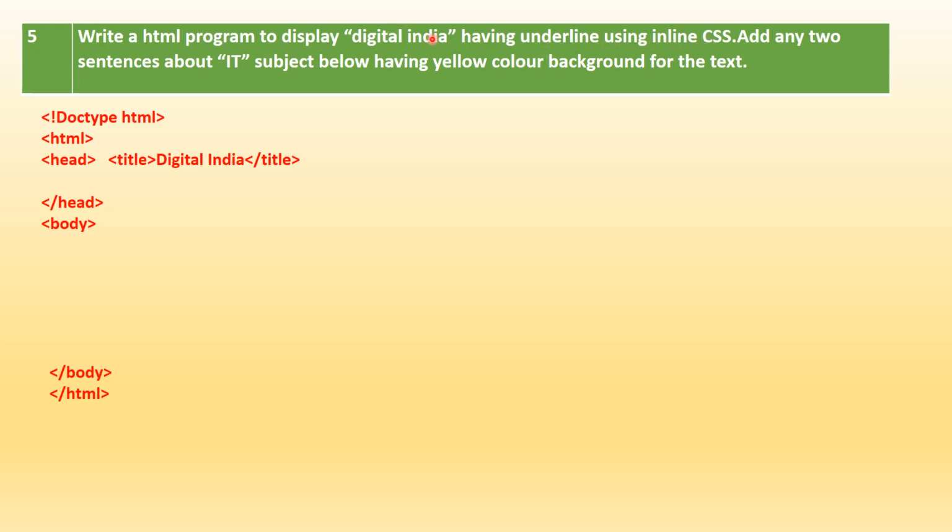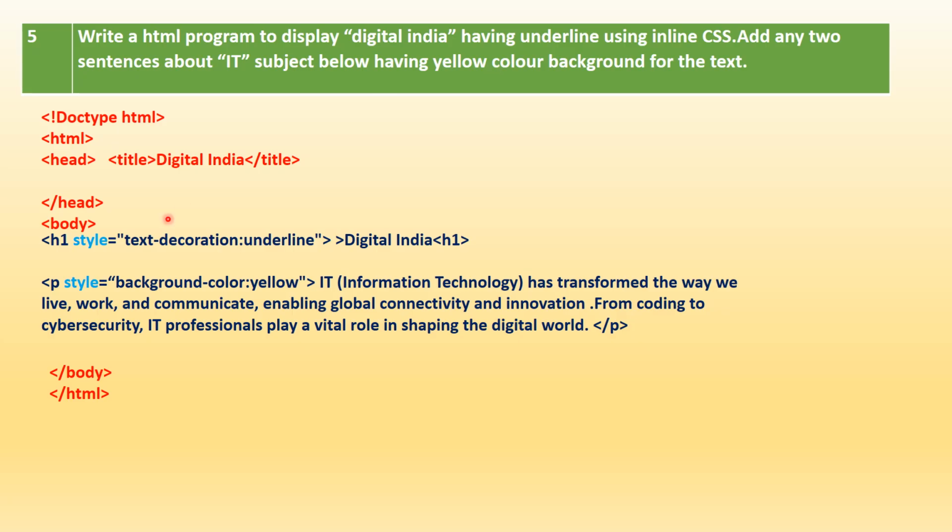That is an H1. Add any two sentences about IT subject. It's a paragraph having yellow color background for the text. So here we can see H1. Along with that, we will use style. So here in inline CSS, we are going to use style as an attribute used in the HTML start tag. This is H1 start tag. This is the closing tag. This is P starting tag. This is the closing tag.